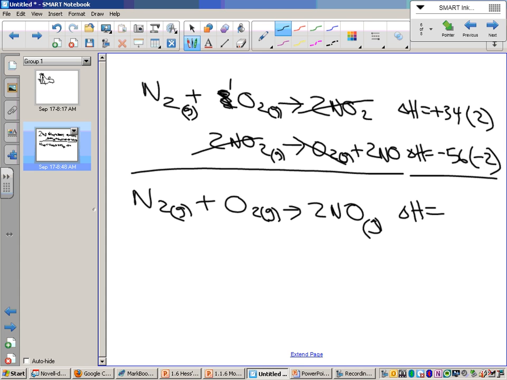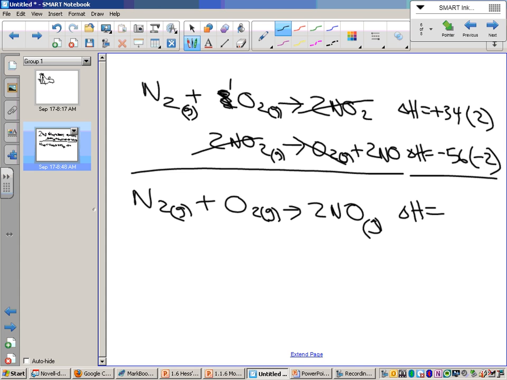Now you just run it through your calculator. 34 times 2 plus negative 56 times negative 2. Or if you wanted, you could cancel those negatives out, however you wanted to do that. And you'll get a delta H, and that will be the delta H for that particular reaction. And I'll take that number when you get it. What do you got?